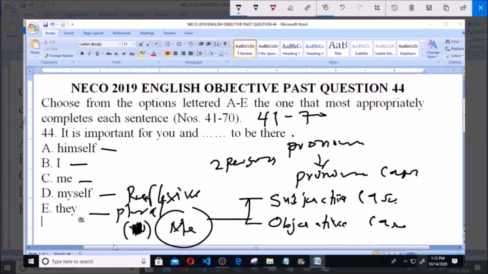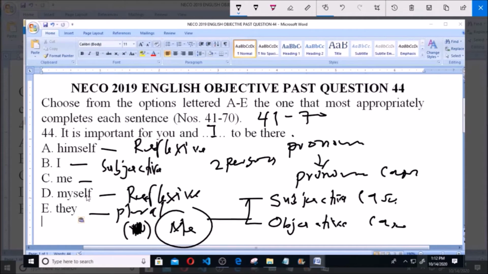So I want to talk of the objective form of pronoun. Objective form of pronoun cannot begin a sentence or start a sentence, and for that reason me cannot function in this sentence. You cannot say it is important for you and me to be here. No. Then himself is also a reflexive pronoun, so it cannot function in this statement. No. Then option B, now it is important for you and I to be here. So I is a subjective form of pronoun.